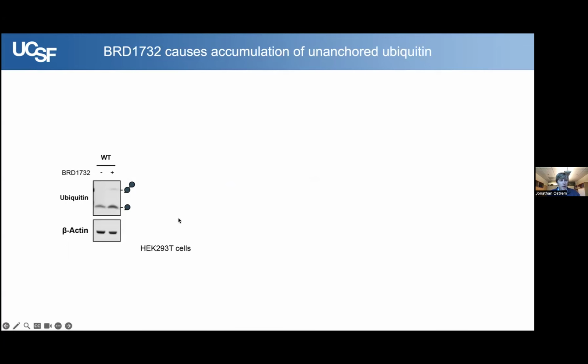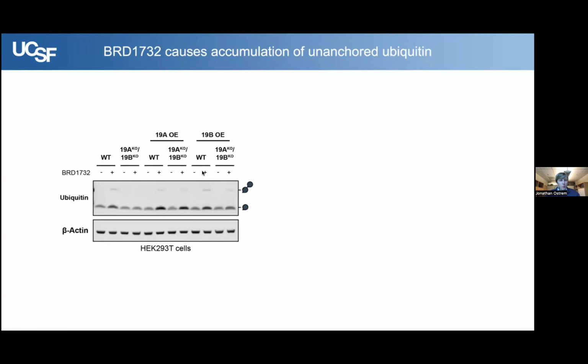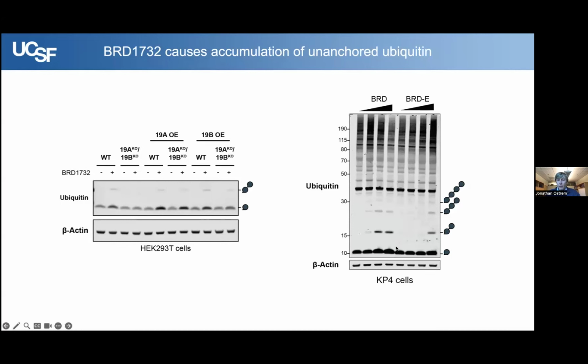I'm just showing you diubiquitin here. So you can see monoubiquitin has increased and this new diubiquitin band. And it turned out that that effect went away if we knocked out RNF19A and RNF19B. And we could recover that phenotype by re-expressing either RNF19A or RNF19B. That effect is also stereospecific.